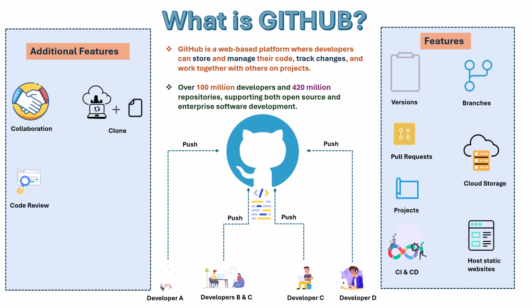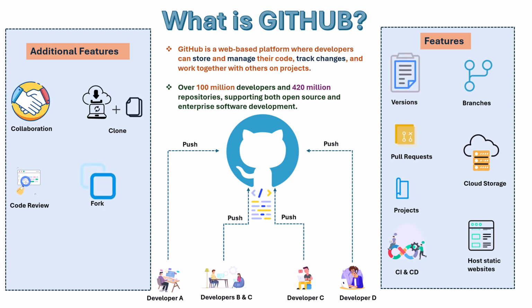The other important feature is code review. What exactly do I mean by code review? Before you merge any code, teammates can review it, give feedback, and catch bugs. It keeps code clean and helps everyone learn from each other. Fork is to make a copy of someone else's repo under your account. Great for trying out changes or contributing to open source projects.